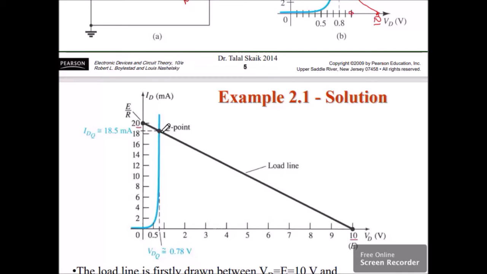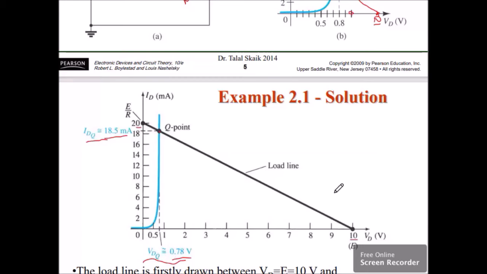And if you try to look at it graphically, you can get the value of VDQ. It doesn't reach 1, so say for example, it's at 0.78 volts. And on this one, it's more than 18 but less than 20, say for example, 18.5 milliampere. Now, these two values are what we are looking for, and thus we have our Q point right here. And this is our VDQ and IDQ.